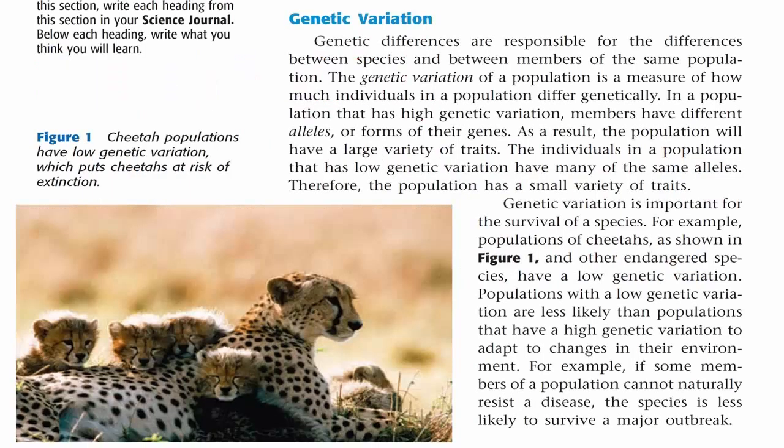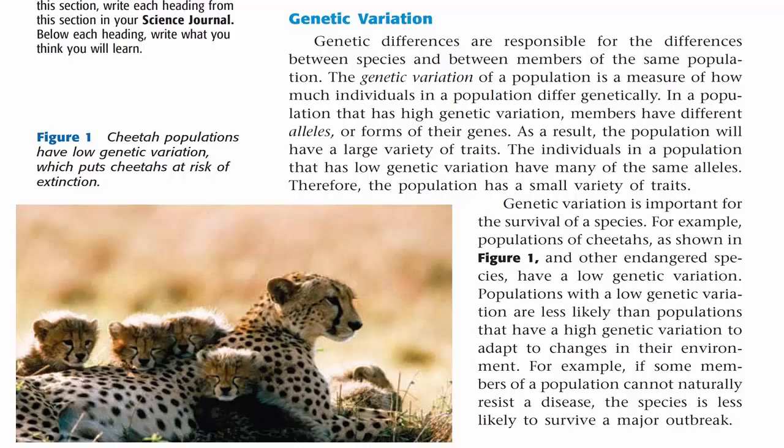Genetic variation. Genetic differences are responsible for the differences between species and between members of the same population. The genetic variation of a population is a measure of how much individuals in a population differ genetically. In a population that has high genetic variation, members have different alleles, or forms of their genes. As a result, the population will have a large variety of traits.